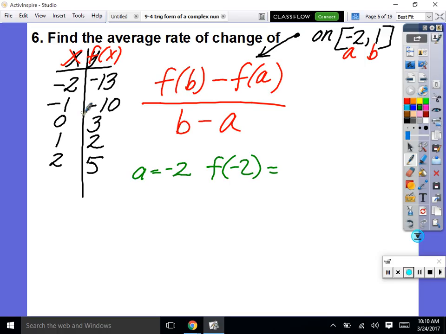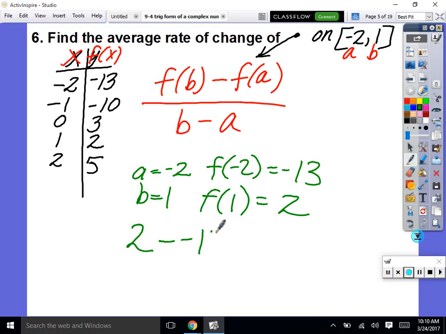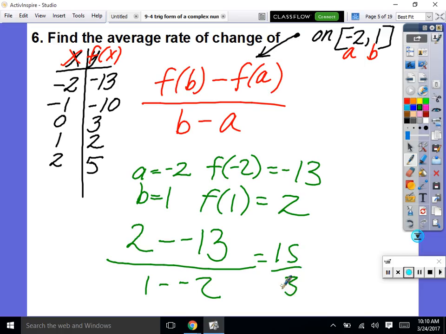So my answer would be -13. If I know b is 1, my function at 1 would be f of b, which is 2. Now all you've got to do is 2, f of b, minus f of a, so minus -13, all over b minus a. So 15 over 3 equals 5. The average rate of change is 5.